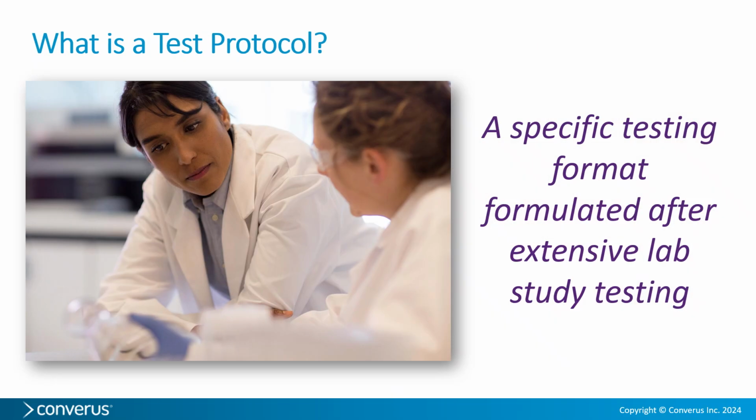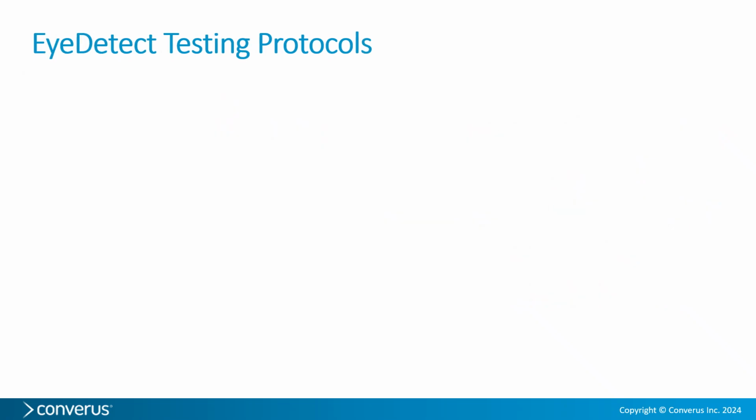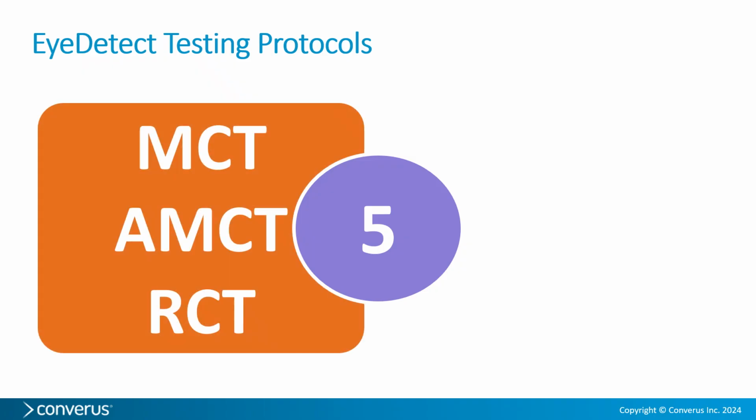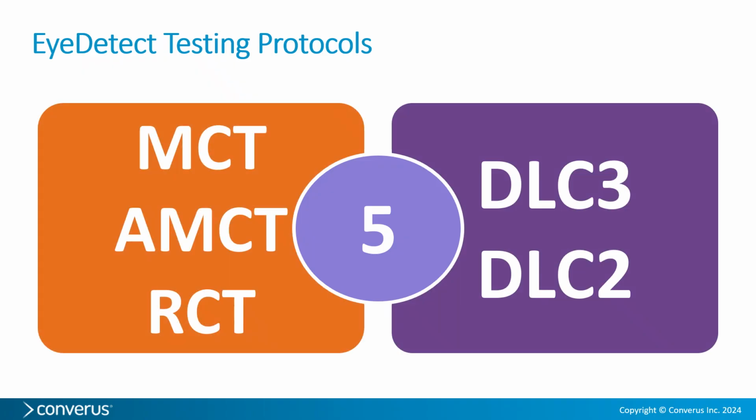A test protocol is a specific testing format. In lab studies, scientists test many concepts to attain the highest possible rates of testing accuracy. Then the science team designs specific protocols and algorithms with unique rules based on their findings. After several lab studies for EyeDetect, 5 testing protocols were developed. Those are the MCT, AMCT, RCT, DLC3, and DLC2. These are based on the findings of previous lab studies, for which many peer-reviewed articles have been published.